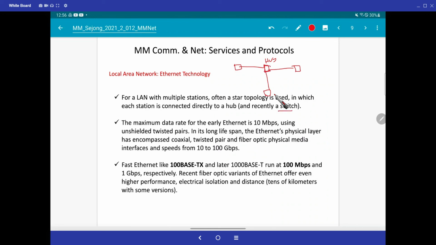The maximum data rate of the early Ethernet was 10 Mbps, but later on it improved. The most widely used is basically Fast Ethernet. We call this Fast Ethernet network 100BASE-TX, and it is very popular. This is 100 Mbps. And of course there are other versions of that, which is basically 1 Gbps.